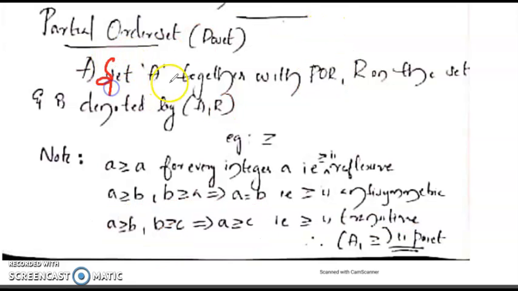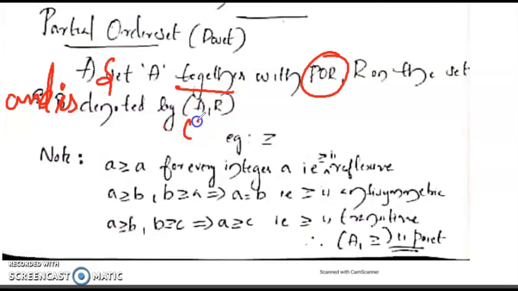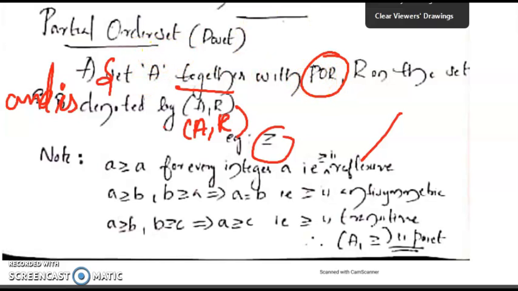A set A together with a partially ordered relation capital R on this set is denoted by A comma R. Thus A is the set and R is the partially ordered relation. That relation can be anything, greater than or equal to, or the example we learned, divides. Whatever it is, a set together with the partially ordered relation is called a partially ordered set.